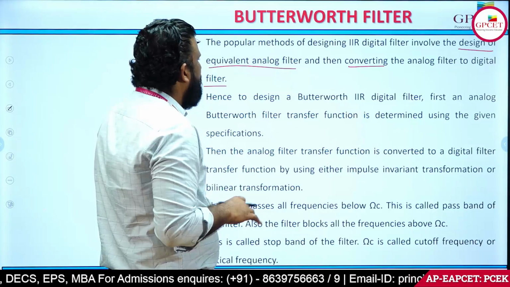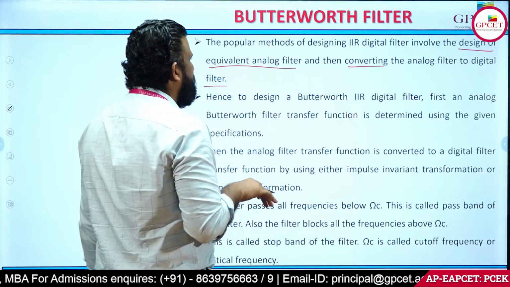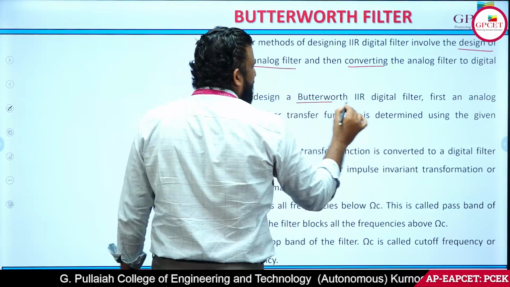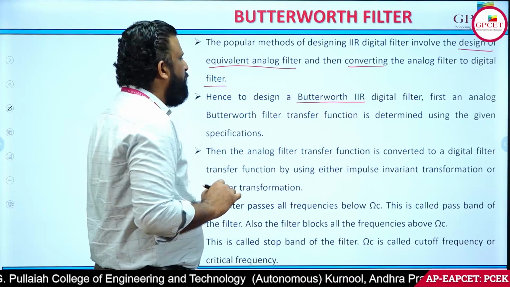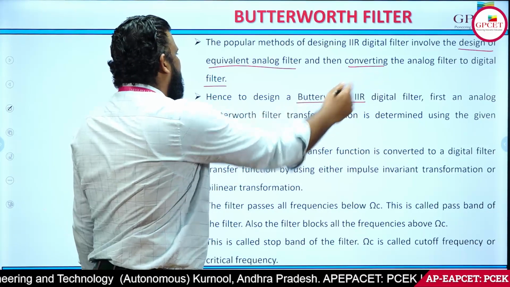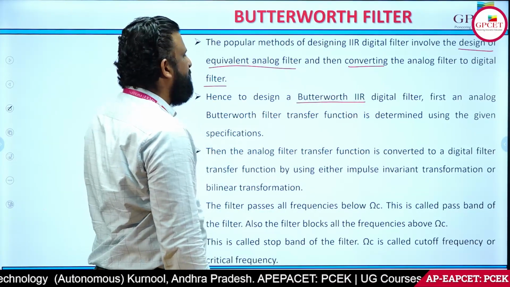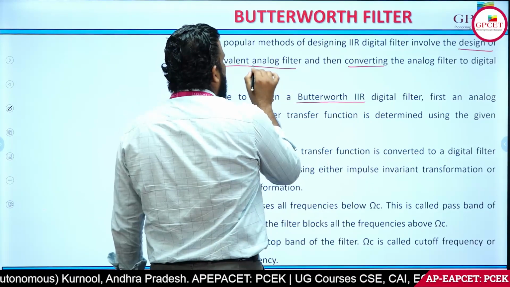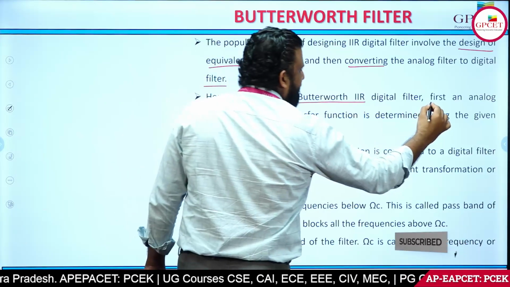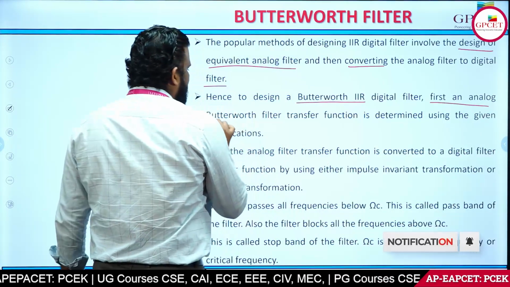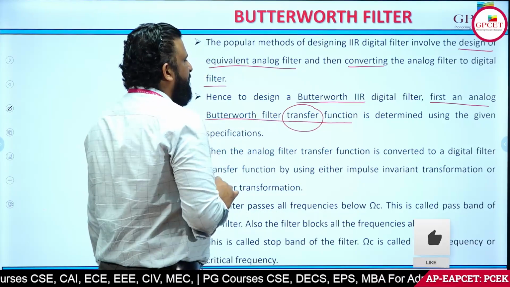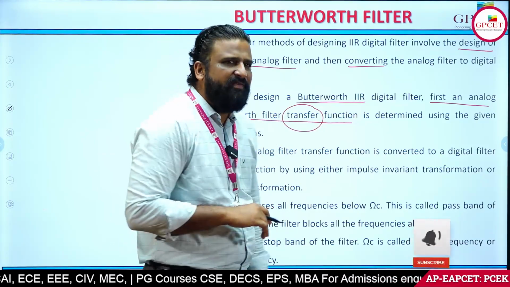Now, what are the techniques involved? In today's session, we are discussing the Butterworth IIR filter. So how do we design a Butterworth IIR digital filter? First, the analog Butterworth filter transfer function is determined. So first we design the equivalent analog filter, and for that we need the analog Butterworth transfer function. This is the main thing.